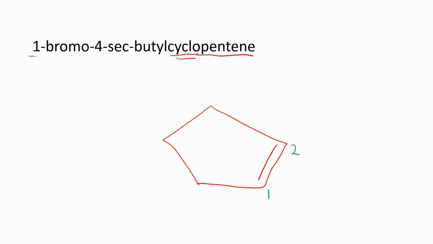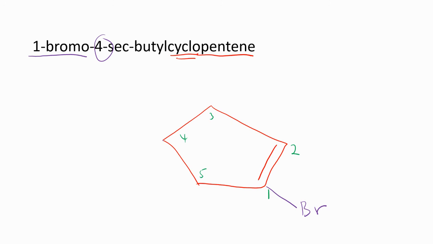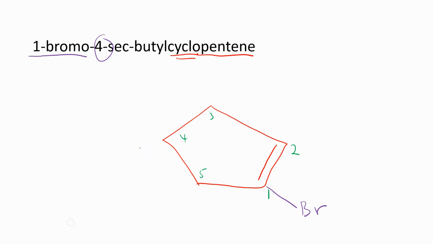Then let's look at the substituent. We have 1-bromo. So this one is 1-bromo. Then we have 4-sec-butyl. So where is number 4? 1, 2, 3, 4, 5. So we draw at carbon number 4. Sec-butyl means the second carbon of butyl. So CH3, CH, CH2, CH3.